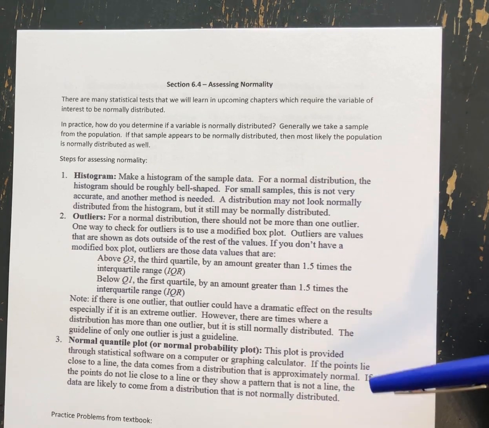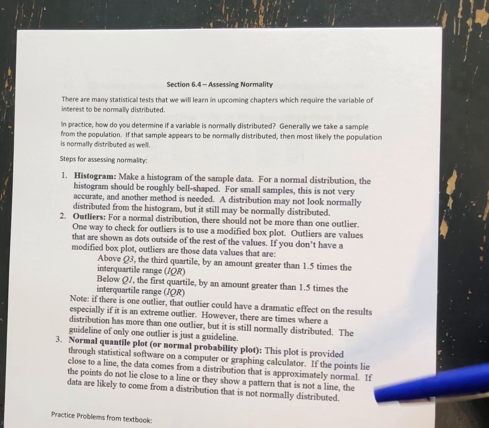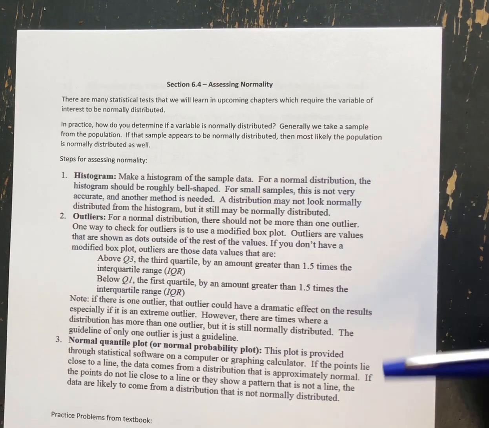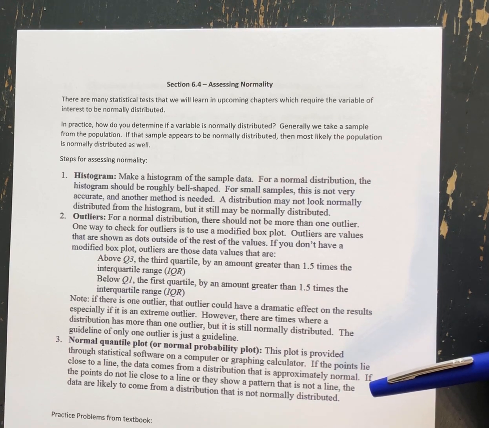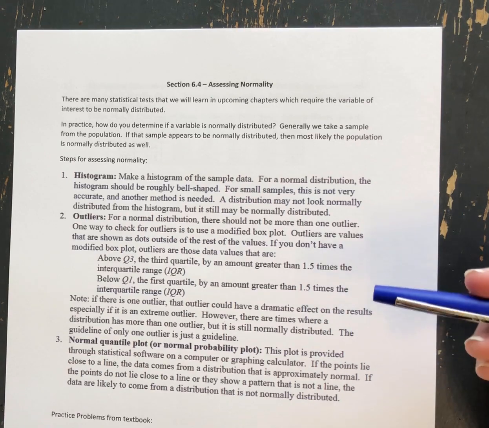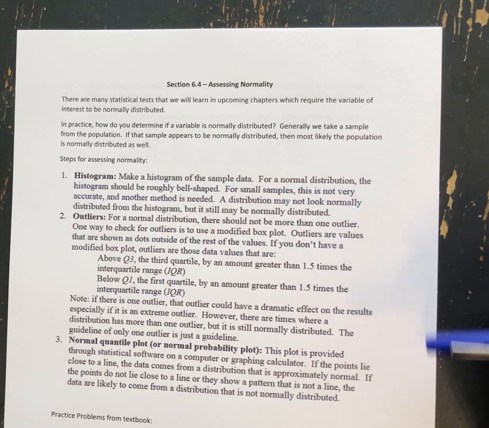The third thing that we're going to look at is what's called a normal quantile plot or a normal probability plot. That is new for this section. This is a plot that we're going to do through our calculators. Usually you're going to use statistical software or your calculator to do this. The idea here is that we are basically calculating the z-scores that would be calculated if our variable was normally distributed, and we're looking to see if those scores fall on a straight line.